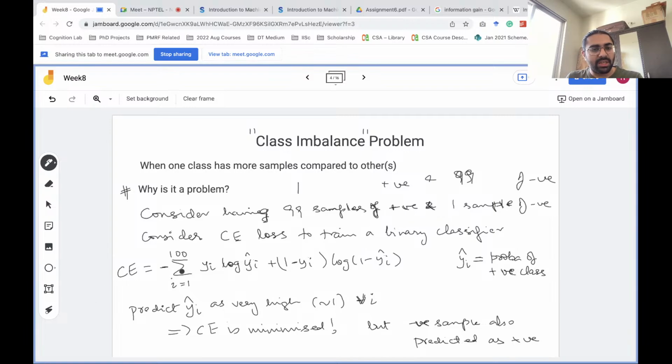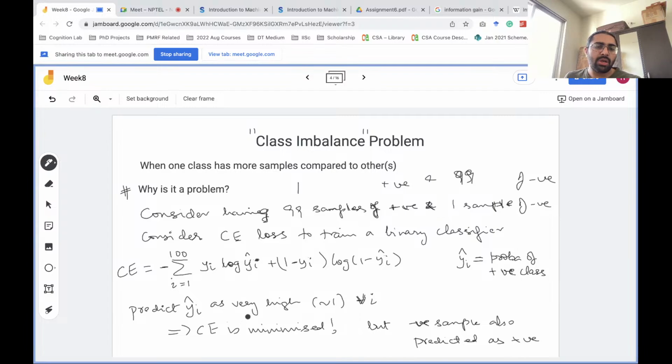So cross entropy, basically, how it would be is you will have all the samples, 1 to 100, and the output of the classifier, which is the probability of belonging to the positive class, that is yi, and 1 minus yi into the probability of not belonging to the positive class, that is, the probability of belonging to the negative class. This is the cross entropy loss. So one solution that the binary classifier can take, and what we're asking the classifier to do, is to basically just minimize this particular loss.